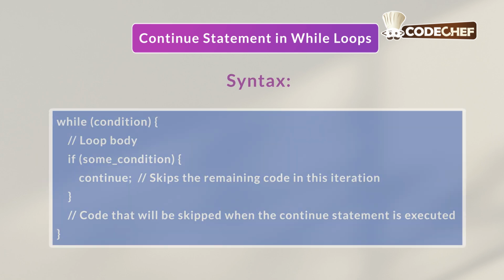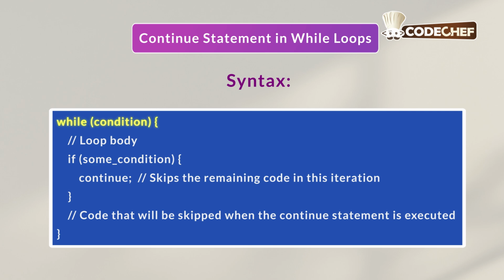Let's have a look at the syntax. While, then the condition for the while loop will be checked. If the condition is true, then whatever code is written inside the while loop will be executed, and we have an if block inside the while loop which again has some condition. Now again, if this condition is true, the compiler will execute the piece of code which is there, and it will then execute the continue statement. So continue semicolon, and then the if block closes here. Then whatever piece of code is written after this continue statement will be skipped, and the while statement ends here.